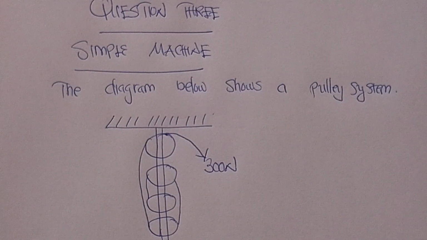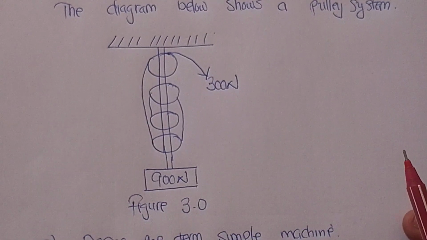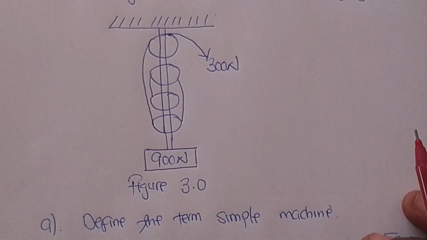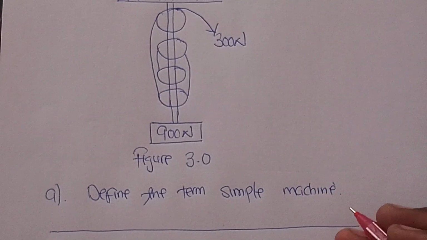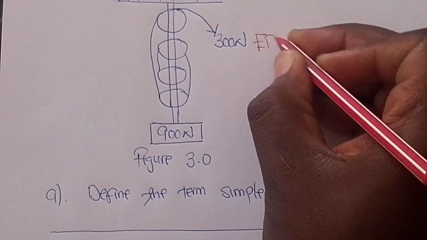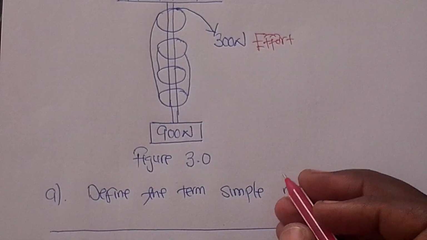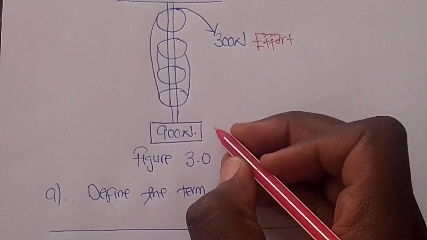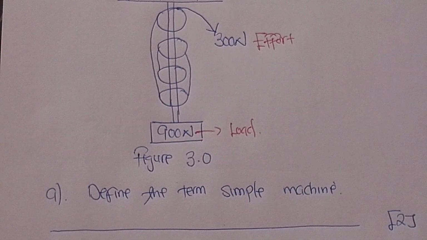Then we move on to question 3, which says the diagram below shows a pulley system under a simple machine. So on this one, it says the diagram shows a pulley system. I want you to firmly understand that the size of this force is called the effort, and then the size of this force is called the load. So these are the two forces that we need to have on the diagram.